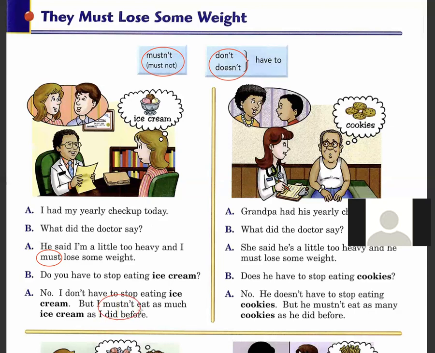There are some of the words selected here. So let's do the other example. Grandpa had his yearly checkup today. What did the doctor say? She said he's a little too heavy and he must lose some weight. Does he have to stop eating cookies? No, he doesn't have to stop eating cookies, but he mustn't eat as many cookies as he did before.